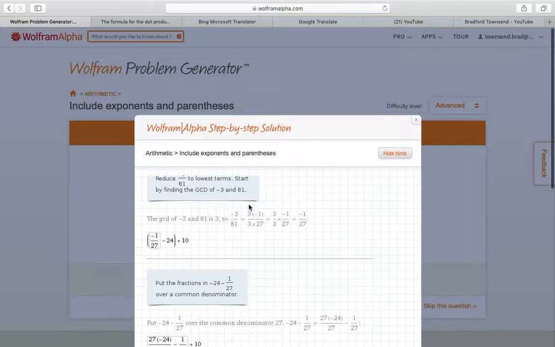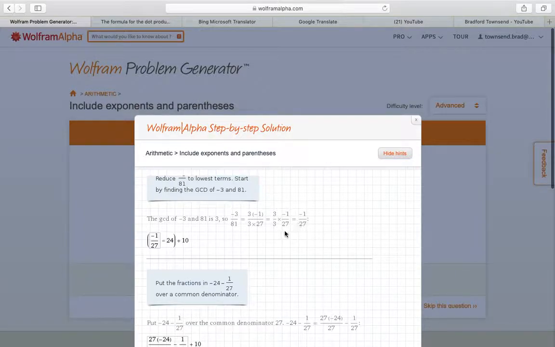See the 3's here? They're breaking that up. They're breaking this up, negative 1 over 27. And then that equals negative 1 over 27, because these 3's become 1 and they drop out. So this is left. So negative 1 over 27.